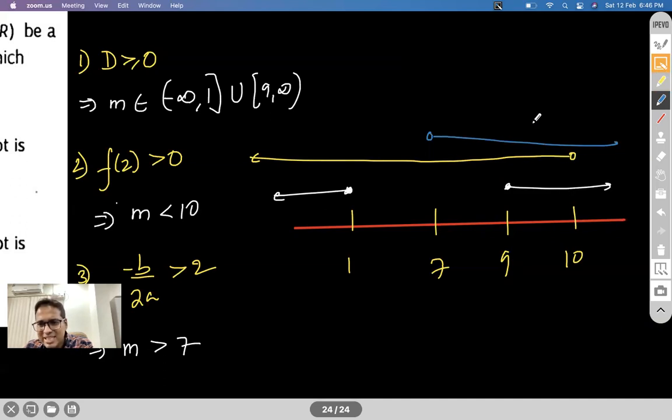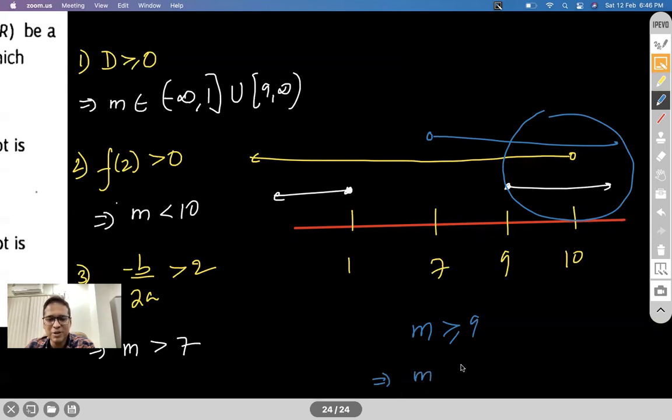Where is the overlap happening? Overlap is happening here. So the answer is M should be greater than or equal to 9. That means M should belong to 9 to infinity, open at infinity, and close at 9. Oh, I'm so sorry. Thank you. It is only in this zone. Yeah. So 9 to 10. 10 is, yeah.